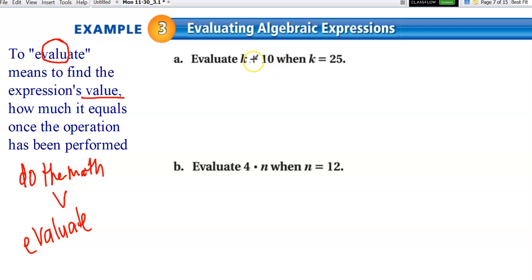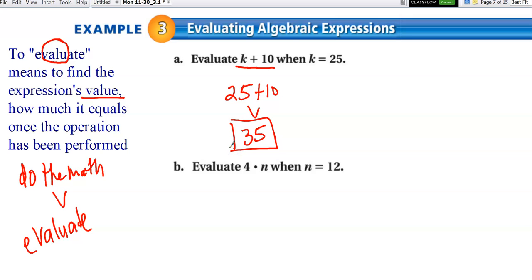So notice here's my expression, k plus 10. But now I'm telling you, hey, guess what? I want you to let k equal 25. So now I know 25 is the value that I substitute in for k, and then I just do the math. 25 plus 10 is 35.